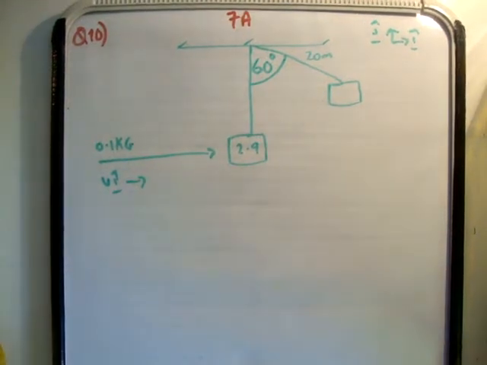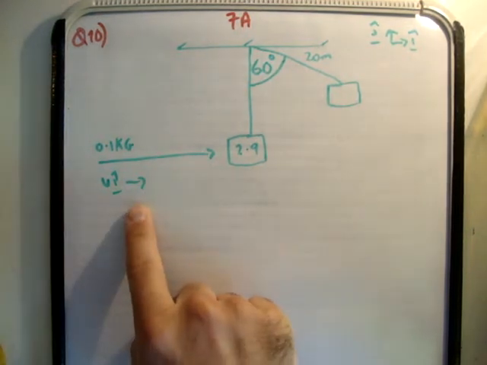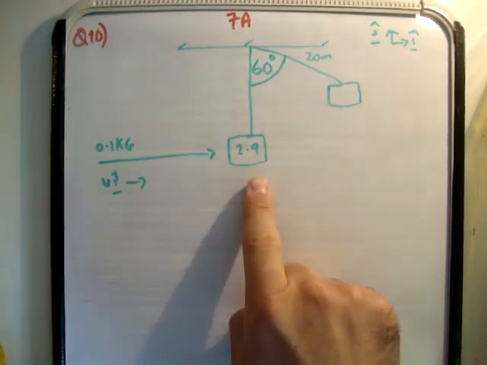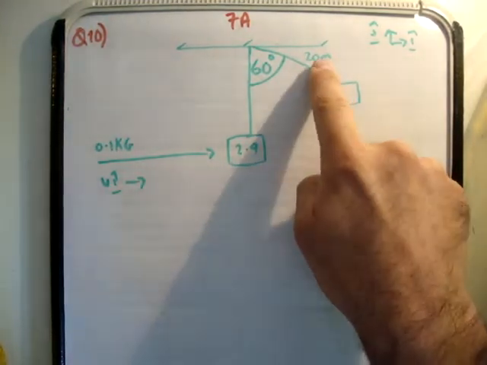Okay, in this video I'm going to continue on with exercise 7a of the book Fundamental Applied Mathematics. We're on page number 171 and the question is 10. It reads: a bullet of mass 0.1 kilograms is fired horizontally into a block of mass 2.9 kilograms, which hangs at the end of a light string of 20 meters.